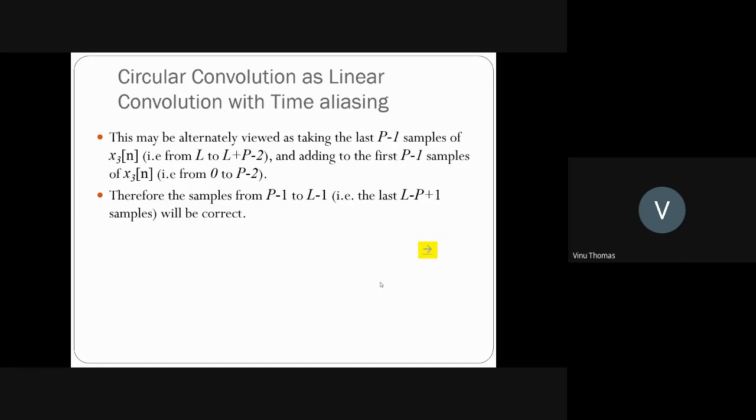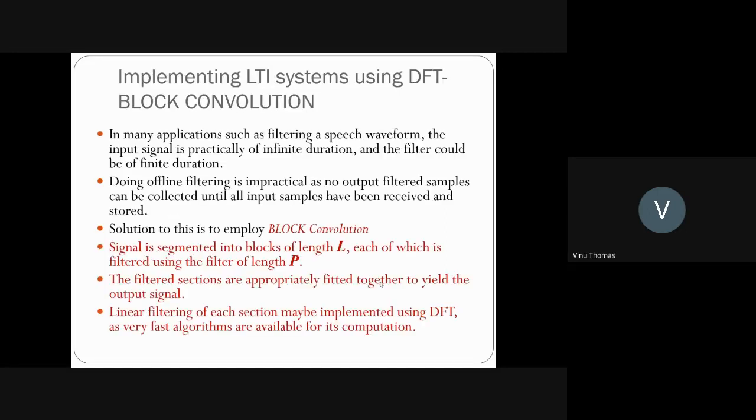Now, this is what we had seen in the second part of the discussion. This may be alternately viewed as taking the last P minus 1 samples of x3 of n and wrapping around this to the first P minus 1 samples of x3 of n. That is, the samples from L to L plus P minus 2 are added to the samples from 0 to P minus 2. So therefore, the first P minus 1 samples are incorrect, and the samples from P minus 1 to L minus 1 will be correct. So this is what we had discussed. Now we will see why this is all very important.